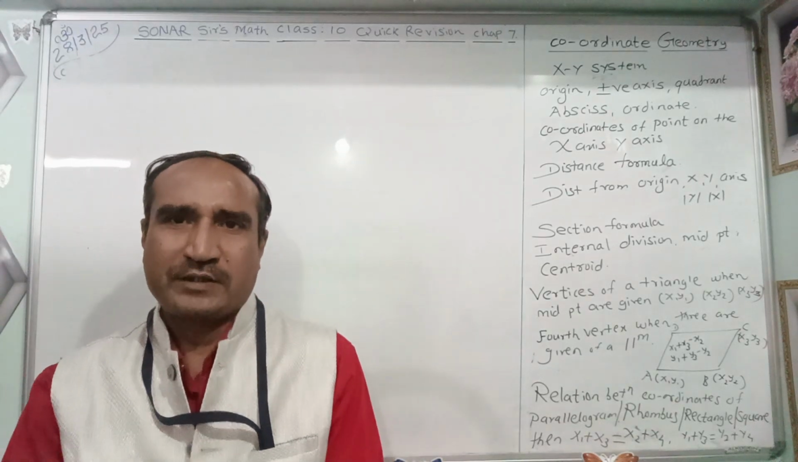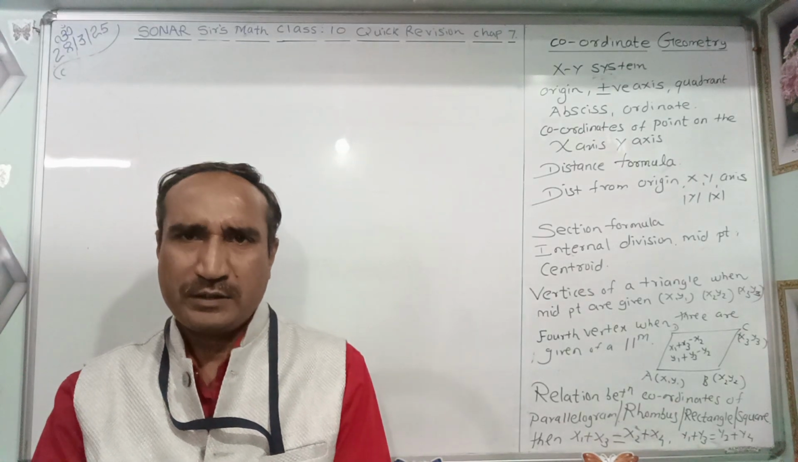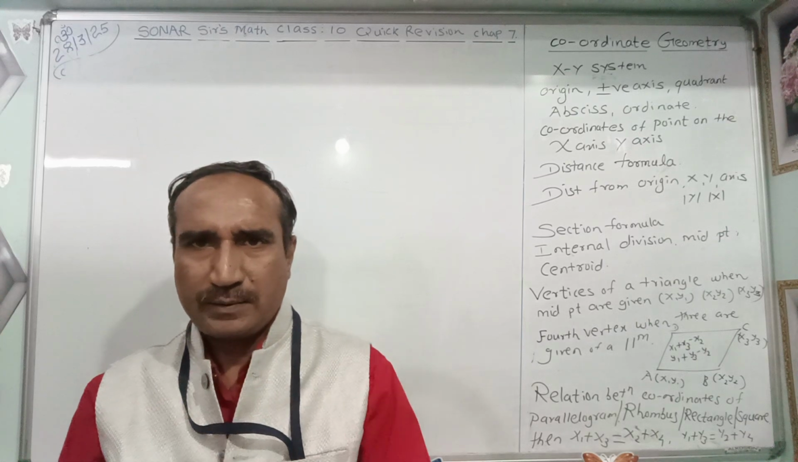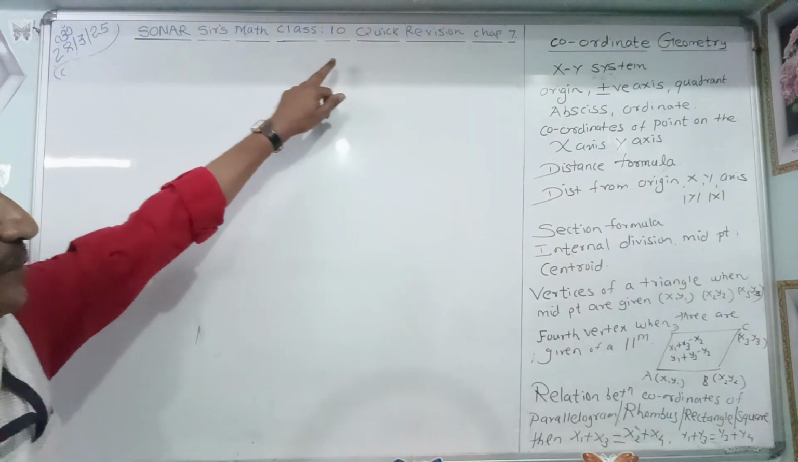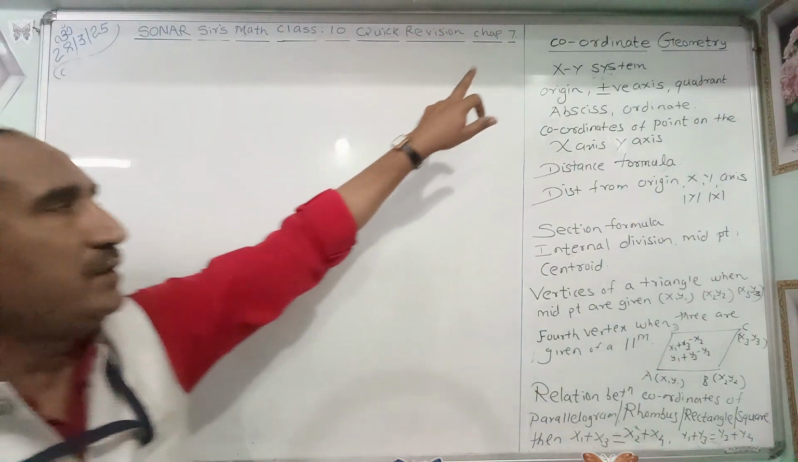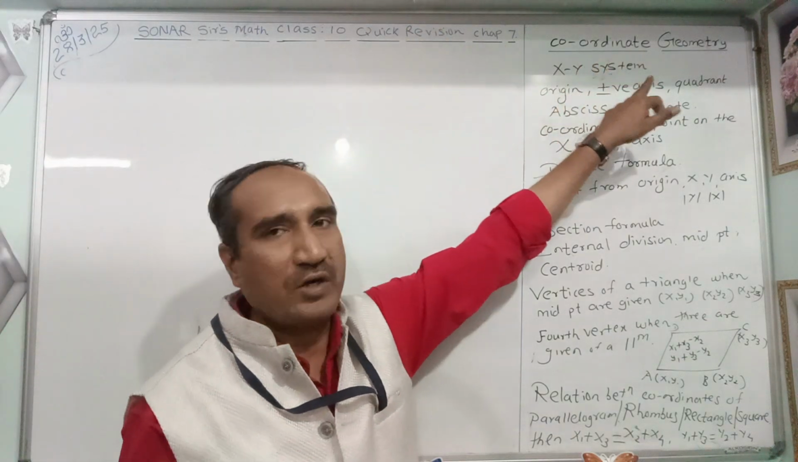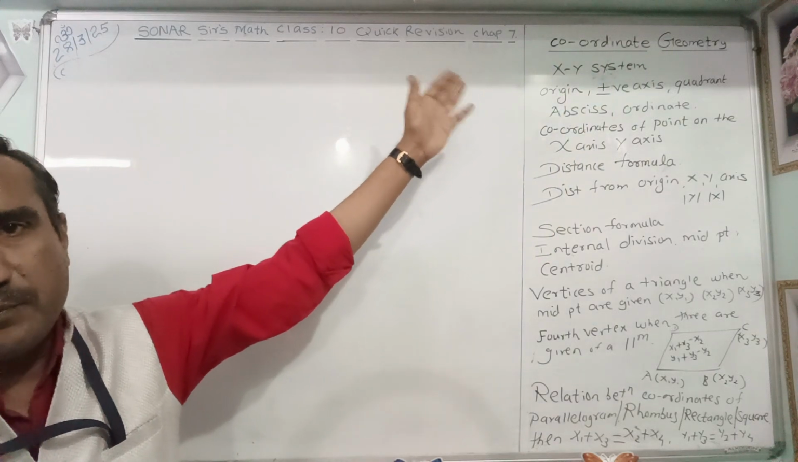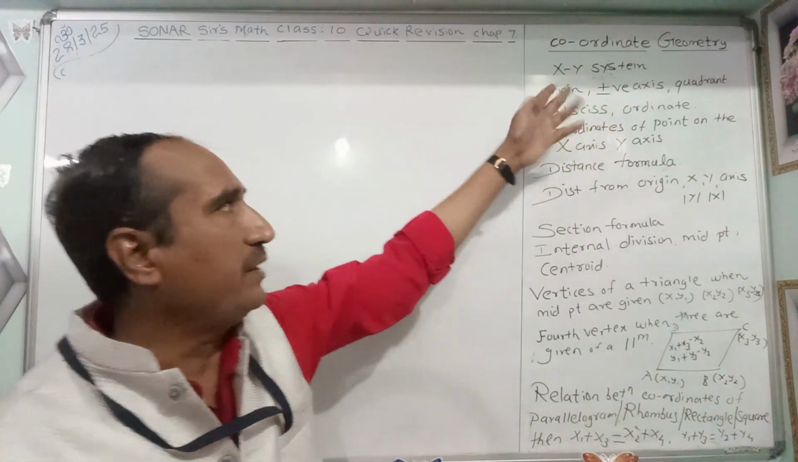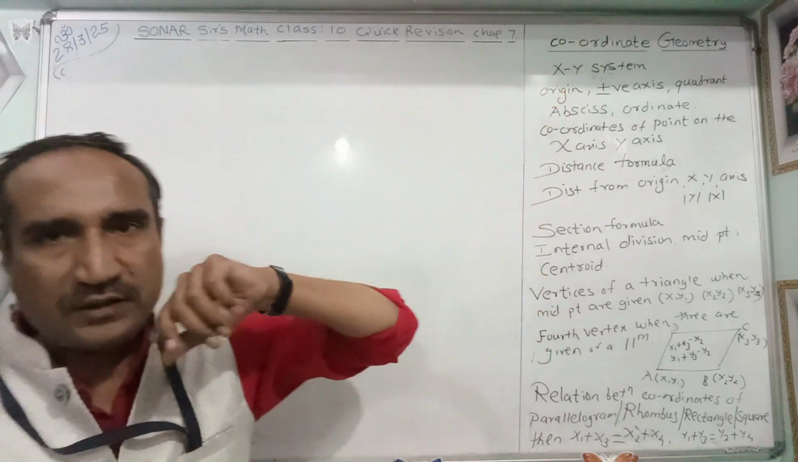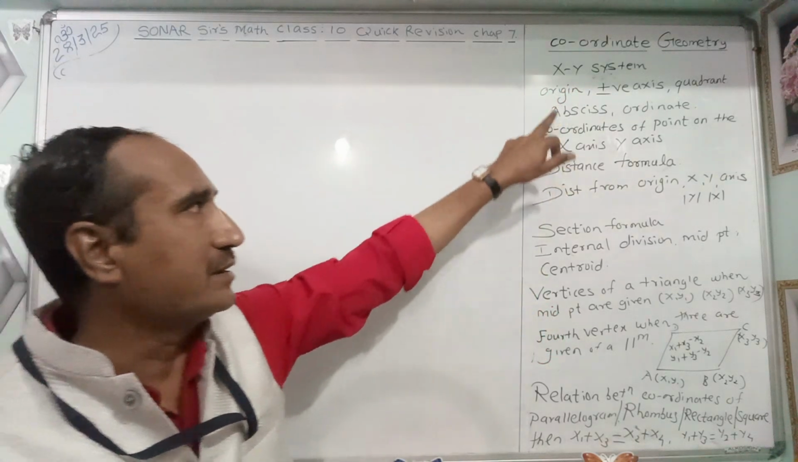Good morning, students. Today we are going to learn 10th standard quick revision mathematics chapter number 7. In this quick revision, we'll discuss chapter number 7, coordinate geometry. Now, the important points in coordinate geometry are the XY system, in another way, the XY coordinate system.